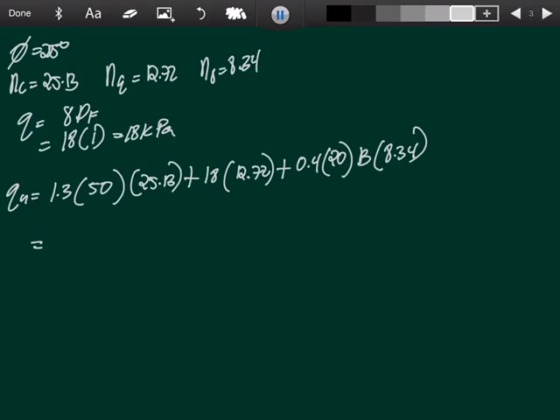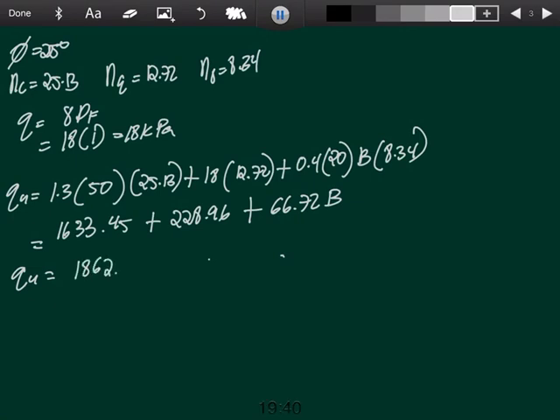Okay, let's solve this. 1.3 by 50 by 25.13 is 1633.45. 18 times 12.72 is 228.96. Plus 0.4 by 20 by 8.34 is 66.72 B. Okay, so let's combine: QU is equal to 1862.41 plus 66.72 B. So that is our QU. Let's equate it to our first equation from earlier.